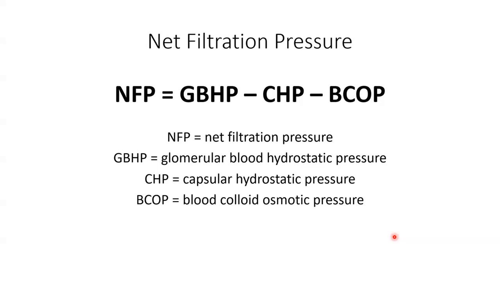By summing those 1 positive and 2 negative values, we get our net filtration pressure. So we have our glomerular blood hydrostatic pressure minus our capsular hydrostatic pressure minus our blood colloid osmotic pressure. If this net filtration pressure is positive, it means that filtration will occur. If net filtration pressure is 0 or negative, no blood will be filtered and no urine will be produced.